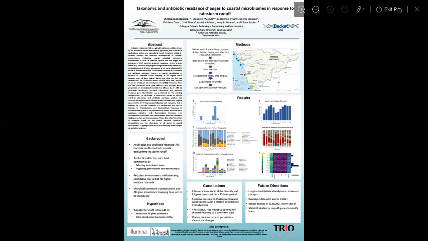And ongoing studies will focus on quantifying these changes through statistical analyses.